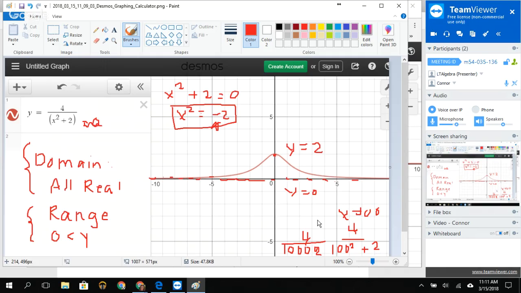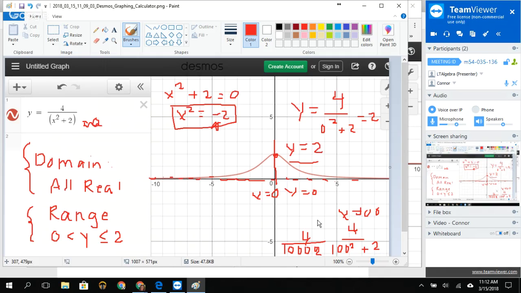On the top part up here, it looks like 2, but can y actually equal 2? This looks like it happens when x equals 0. So when x equals 0, if I plug it into my equation, y equals 4 divided by 0 squared plus 2. So 4 divided by 2 is 2. It looks like y can be a maximum of 2. So my range is that y has to be greater than 0 and less than or equal to 2, because it can equal 2 if x equals 0.